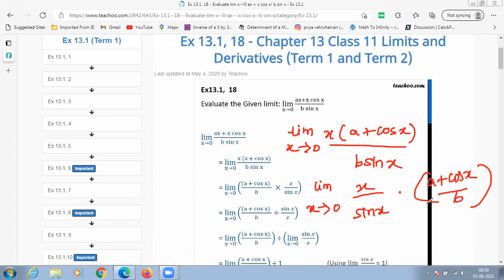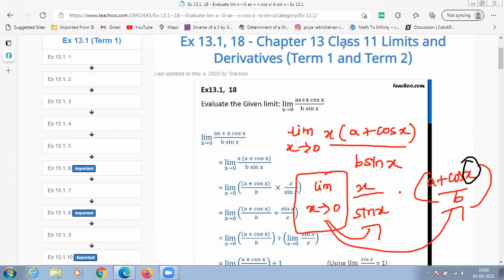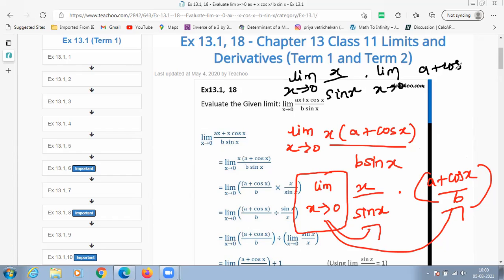Okay. So now I am going to distribute this limit x approaches 0 to this term as well as this term, because this term contains x here. So you have to make the distribution. So now you will be writing it as limit x approaches 0, x upon sin x times limit x approaches 0, a plus cos x upon b. Is it clear, dear?